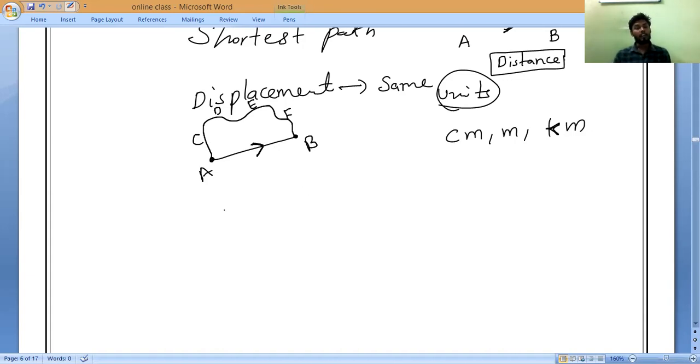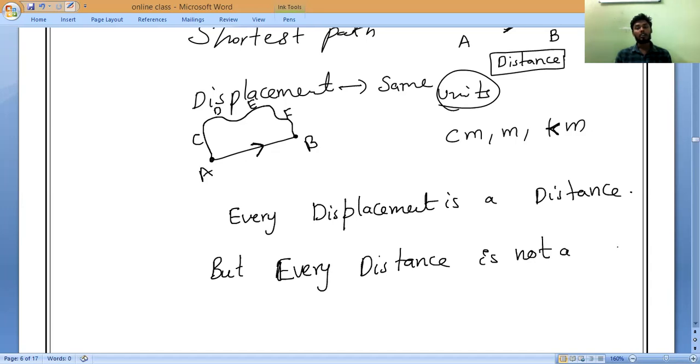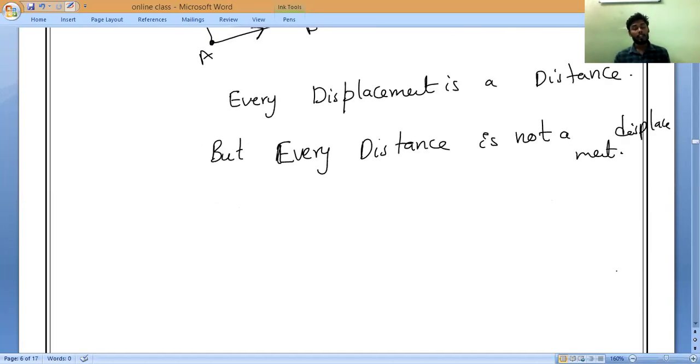So every displacement is a distance. But is every distance a displacement? No, sir. Every distance is not a displacement. That is what you have to remember. Clear, everybody? Understood?